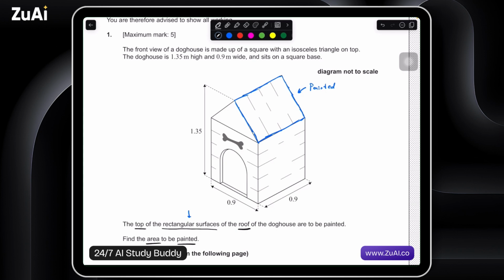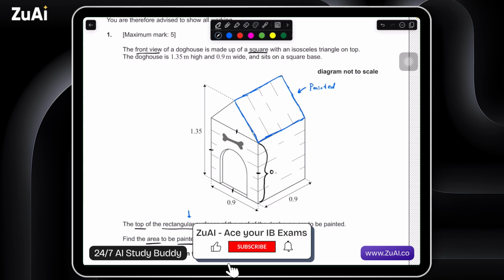Okay, so first off, they're telling us the front view of the doghouse is made up of a square, and then it has an isosceles triangle. So the front view is this portion here where we're looking at the doghouse, and they're telling us it's a square. And if it's a square, that means all of the dimensions are the same: length, width, height, base. So this right here is also equal to 0.9, of course, and more importantly, this height is also equal to 0.9 if the front view is a square.